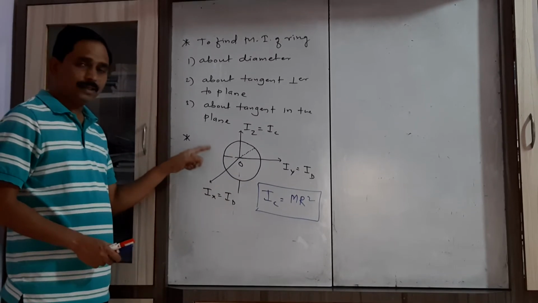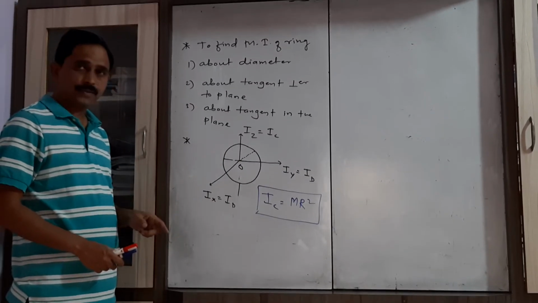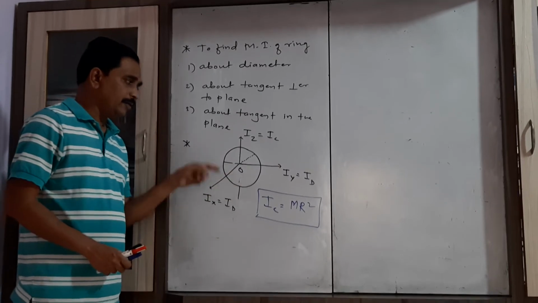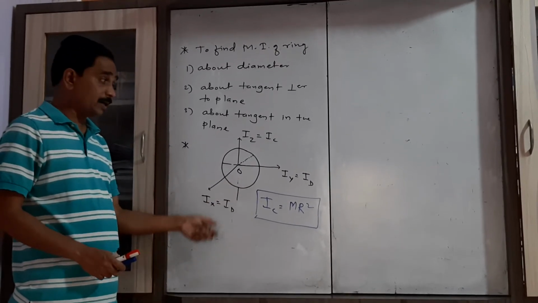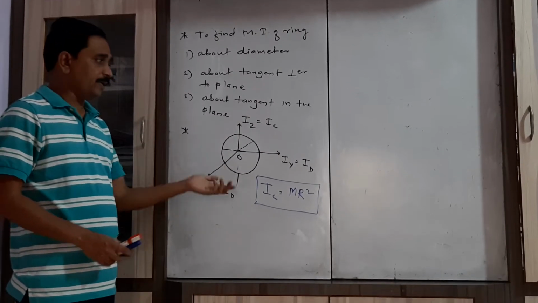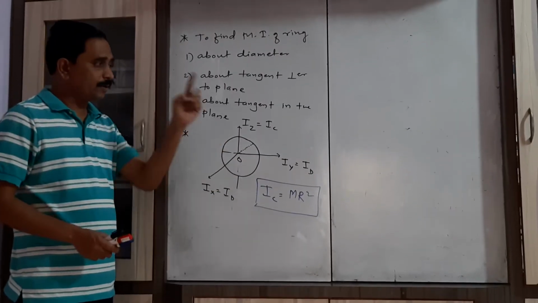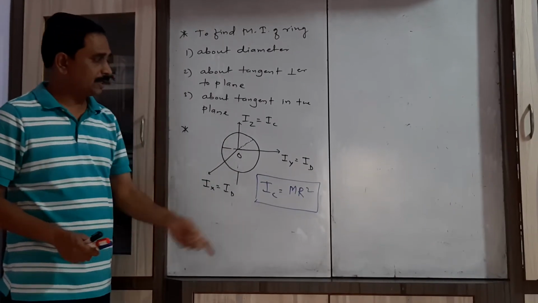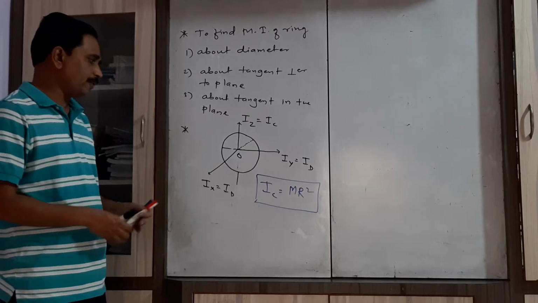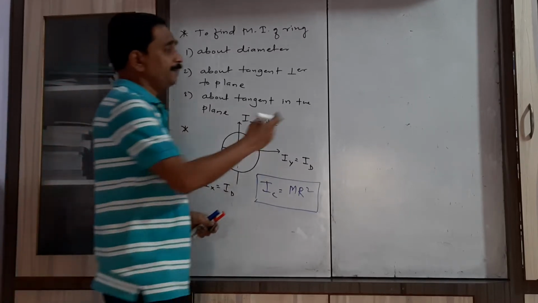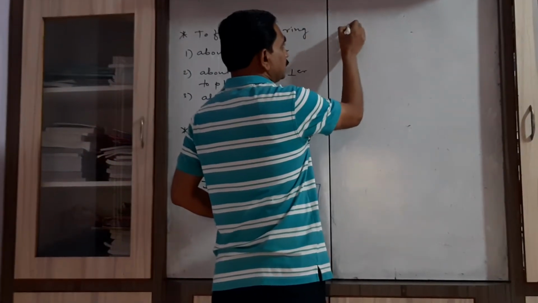So what is our consideration? Again consider the same thin uniform ring. Now here you have to find the moment of inertia of that ring about the diameter. It means, if we rotate that ring about the axis which is considered as its diameter, then for that you have to consider the perpendicular axis theorem.